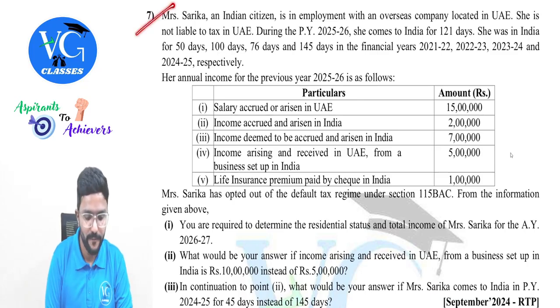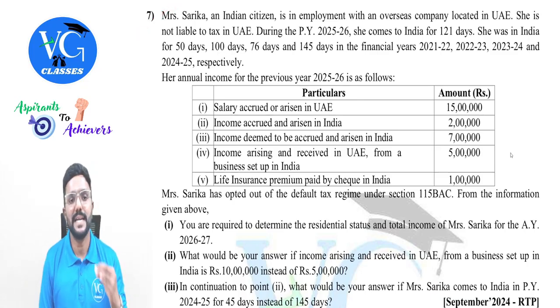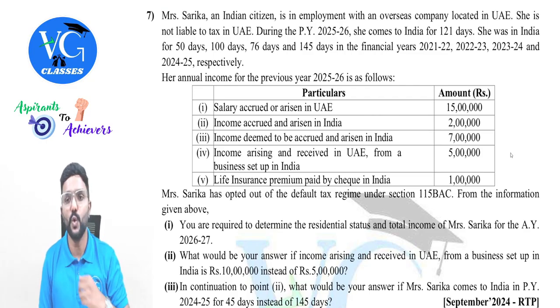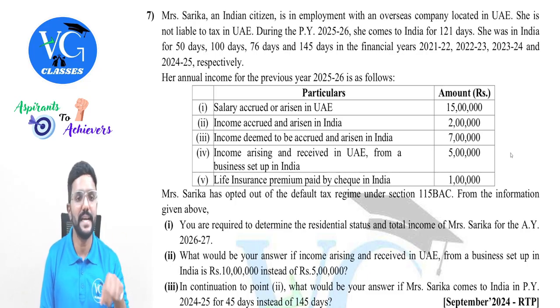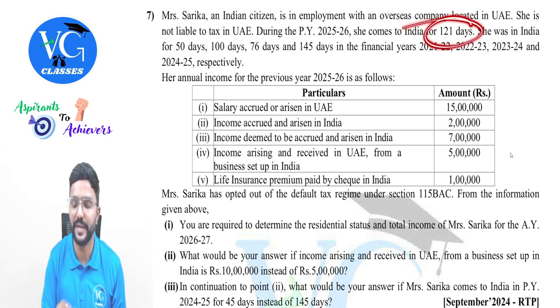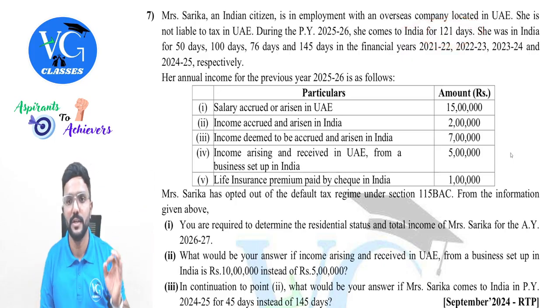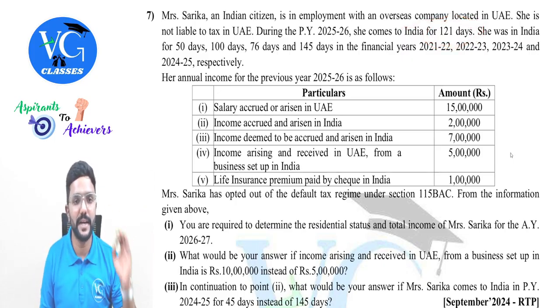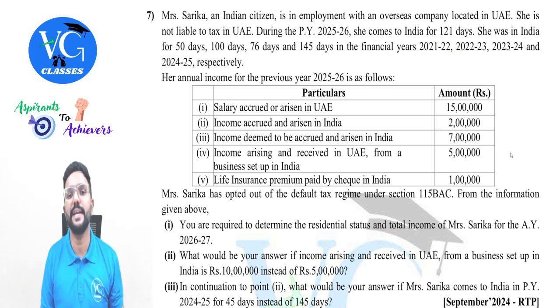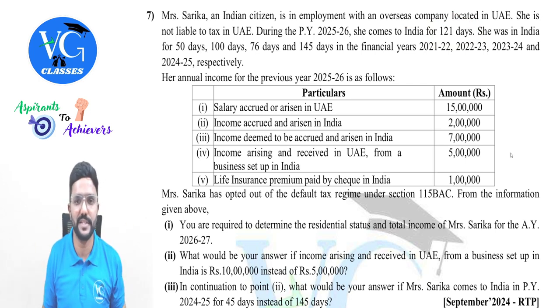Okay. Let me read it. Sarika is an Indian citizen, in employment with an overseas company located in UAE, that is outside India. She is not liable to tax in UAE. During the previous year 25-26, she comes to India for 121 days. First condition already ruled out. She was in India for 50 days, 100 days, 176 days, and 145 days in the financial years. That is the last 4 years, guys.